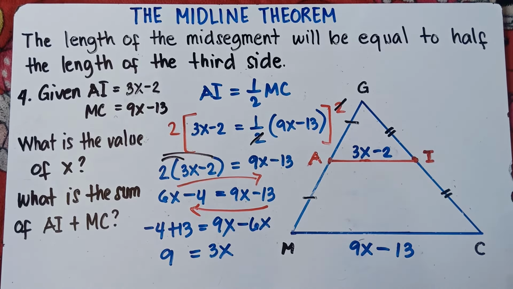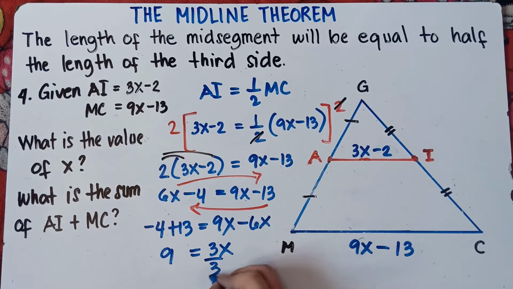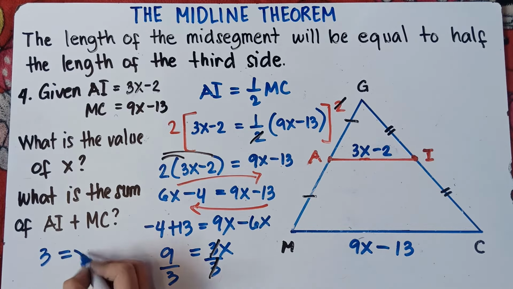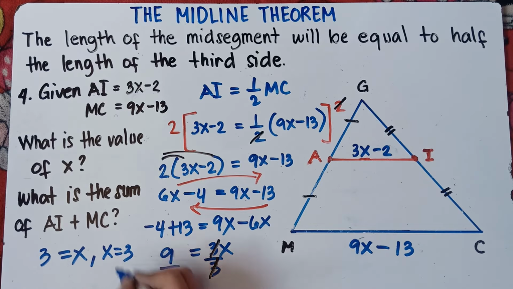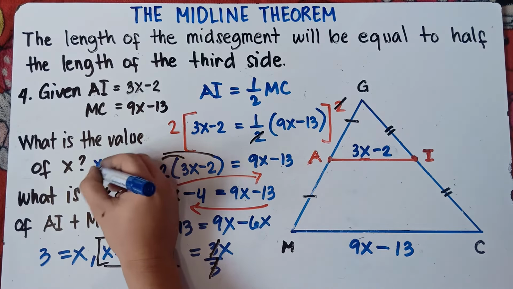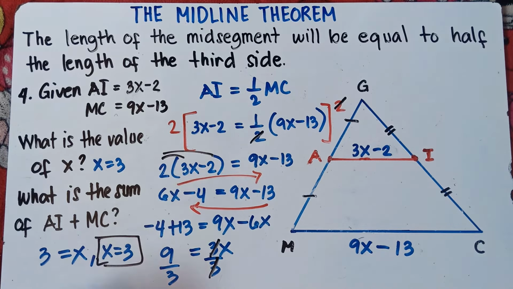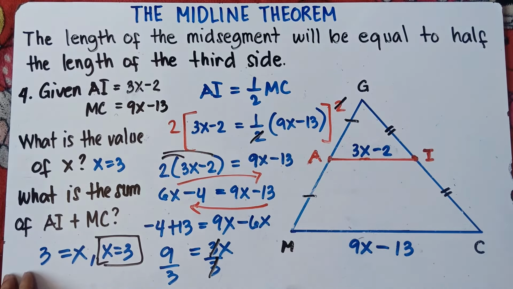And to get the value of x, you divide both sides by 3. Divide by 3, divide by 3, cancel this out. And our x value, 9 divided by 3, is equal to 3 equals x. 3 equals x is just the same as x equals 3. So therefore, our x value is 3. That's the answer, class, for the first question. What is the value of x? That is x equals 3. Alright, so pause the video. I will be erasing this solution.